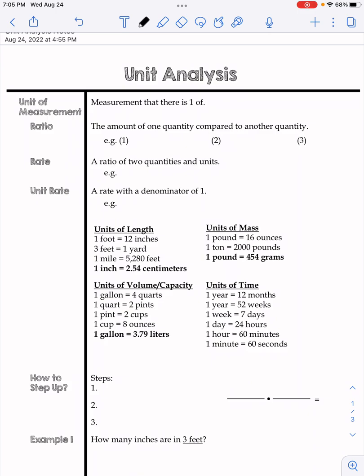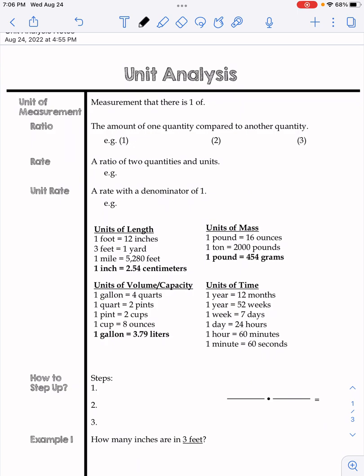All right. Anyways, go update your table of contents 0.6. Let's go and get to unit analysis. So some key vocabulary terms. We have unit of measure. Unit generally means one, so a measurement that there is one of. Okay, so like 1 mile, 1 ton, 1 day, things like that.